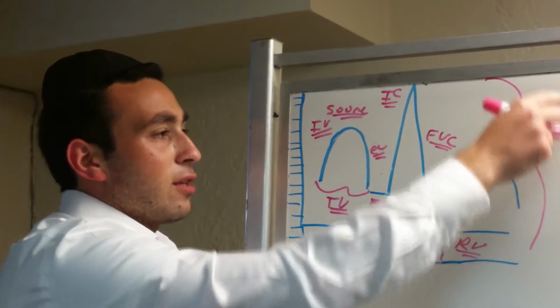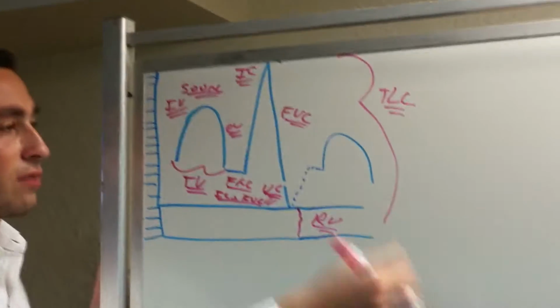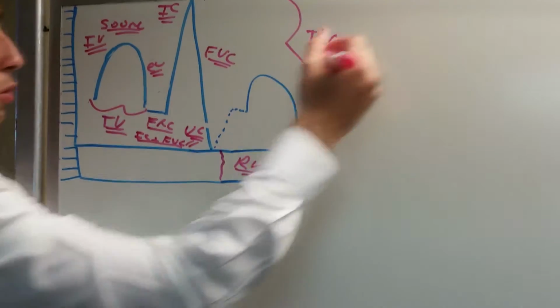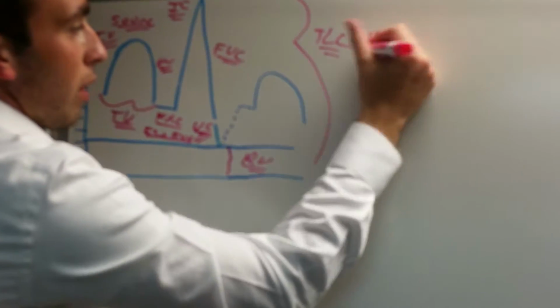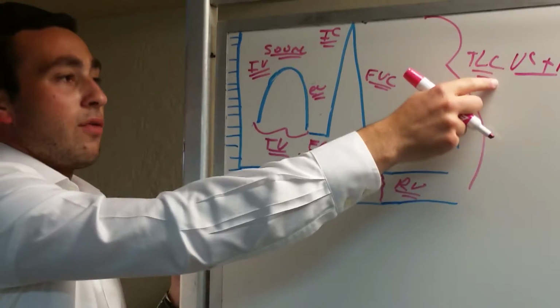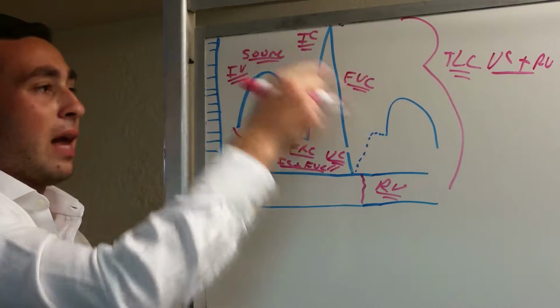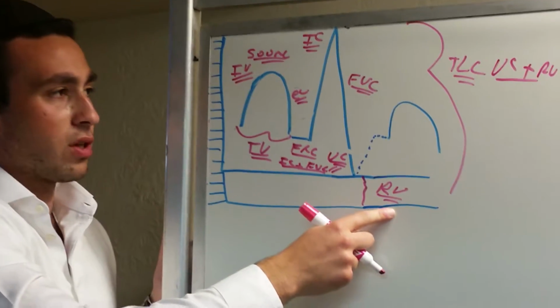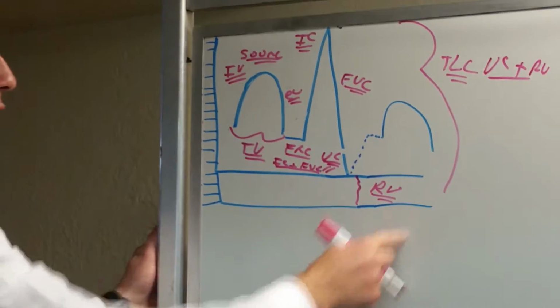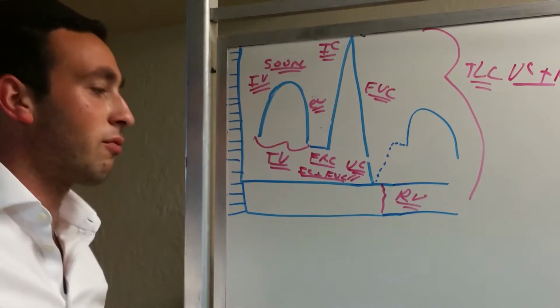And the total lung capacity is very simple. Total lung capacity is equal to the vital capacity plus the residual volume, okay? Why? Because everything over here is going to equal the total lung capacity. The amount that I can inhale and exhale, which is the vital capacity, plus what I cannot touch, which is the residual volume, okay? So those are the different lung volumes, okay?